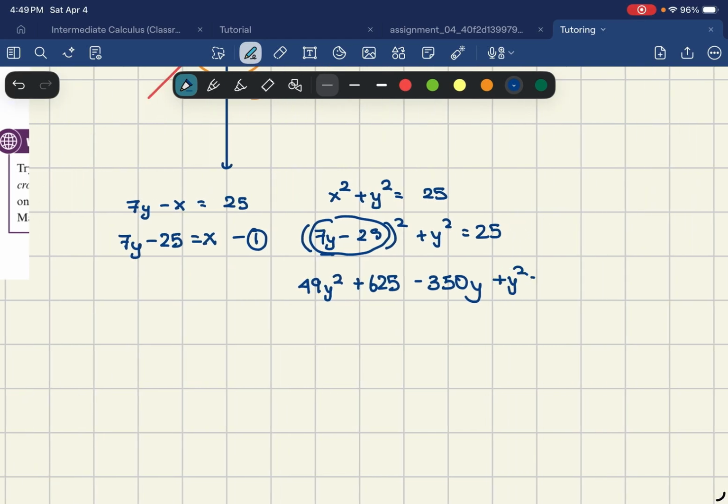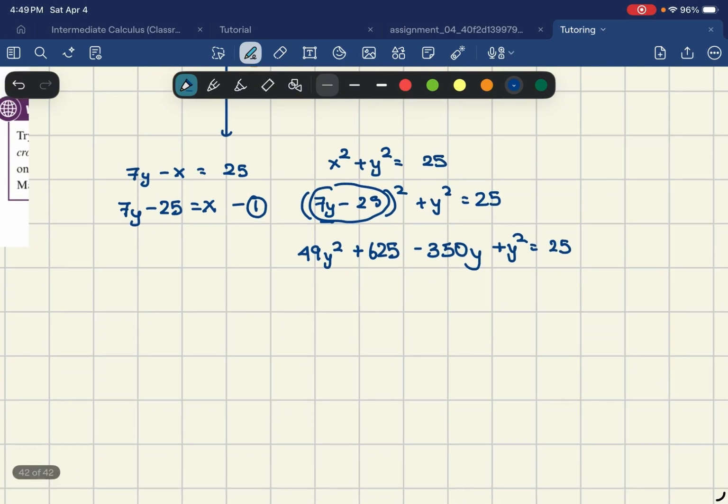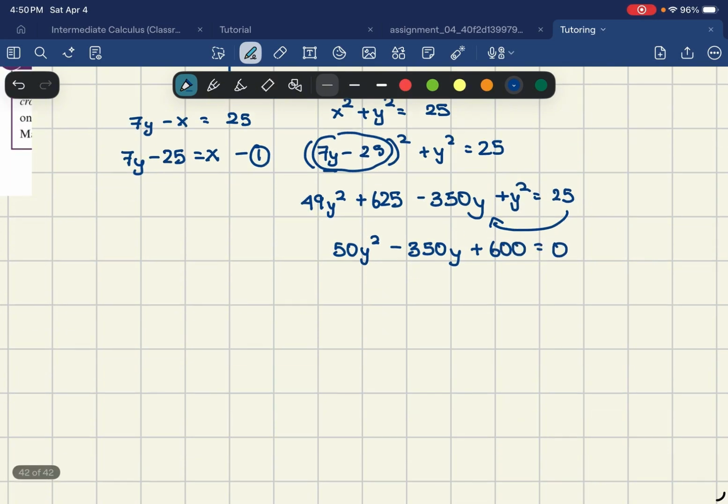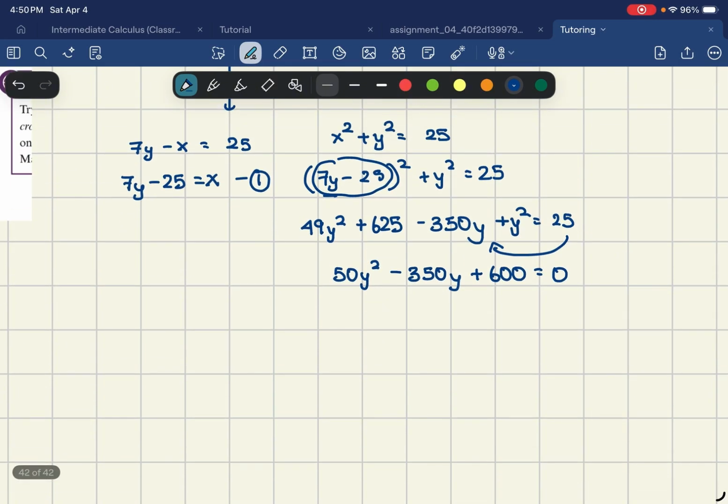Plus y squared is equal to 25. All right. So this equation simplifies to 50y squared minus 350y, 625 minus 25. So if you bring 25 to this side, you get plus 600 equals to 0, right? You have to subtract 25 on both sides. And everything here is divisible by 50. So let's divide by 50.